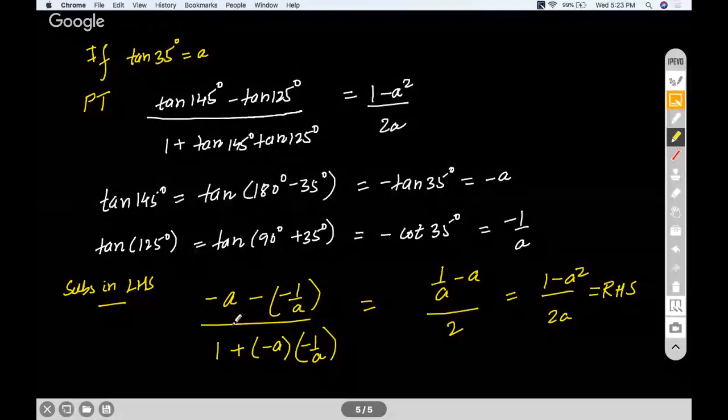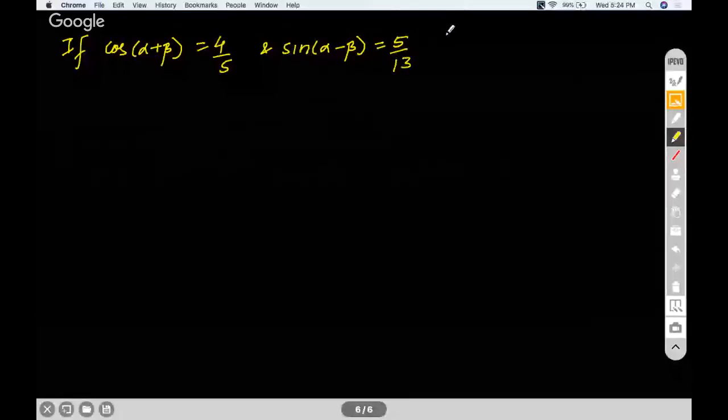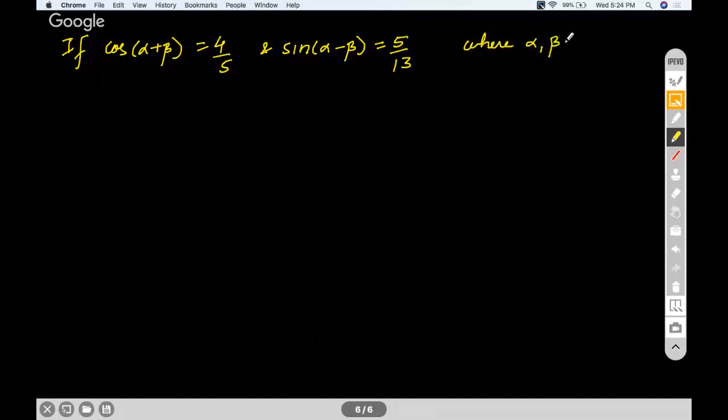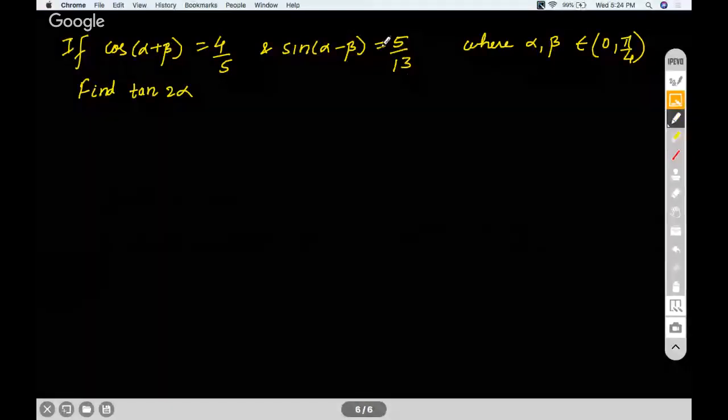Okay. All right. So let us move on to the next question now. Next question is, if cos of alpha plus beta is equal to 4 by 5 and sine of alpha minus beta is 5 by 13, where alpha and beta both lie between 0 to pi by 4. Find the value of tan of 2 alpha.